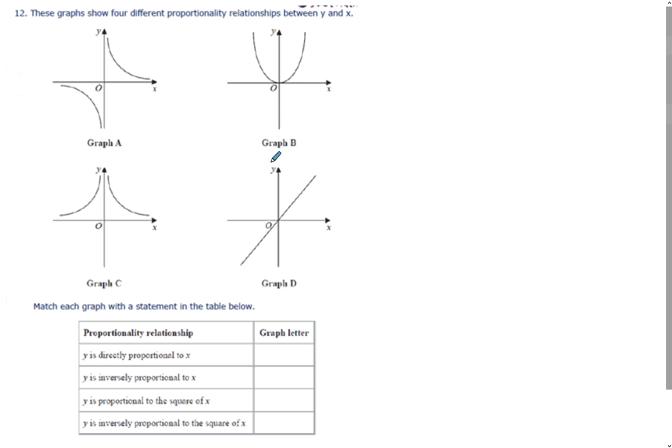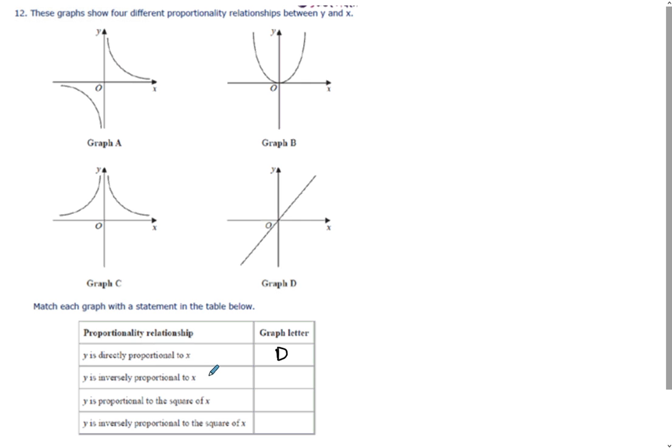Okay, here, this one, we have to match it. So we've got graphs A, B, C, D, and we have to figure out which one is which. So that one's quite easy. Y is directly proportional to X, so it's D, because you can see every time it goes up by the same percentage or proportion, it just increases proportionately, which is why it's a straight line.